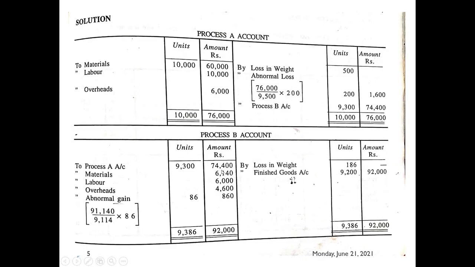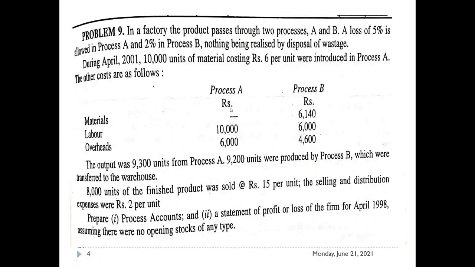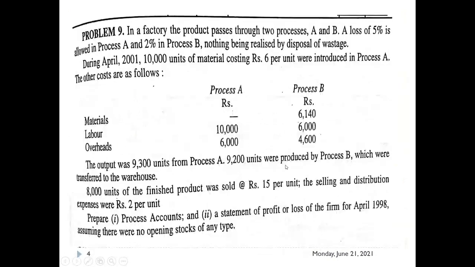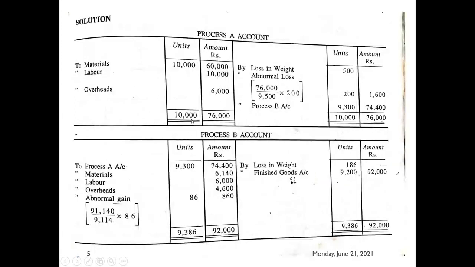Okay, process 1 is finished. Next is process B, where we have material, labor and overhead. There is no pending stock. First of all, transfer to process A account 9,300 units, 74,400 in bracket you write at the rate of rupees 8 per unit. Next, material, labor and overhead totals. Next, by loss of weight, how much percent is given? 2%. So 2% of 9,300 will be 186.